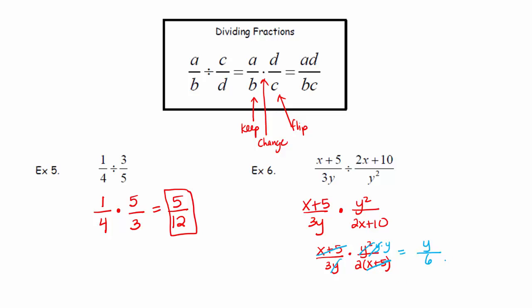But now here come the restrictions. Notice we crossed out a y. That means y can't equal 0. We also crossed out an x plus 5. So if x was negative 5, this would equal 0. So that's not allowed to happen either. X can't equal negative 5. And that's our whole answer.